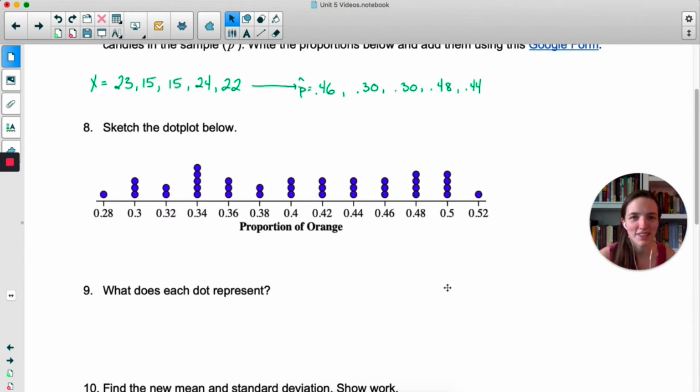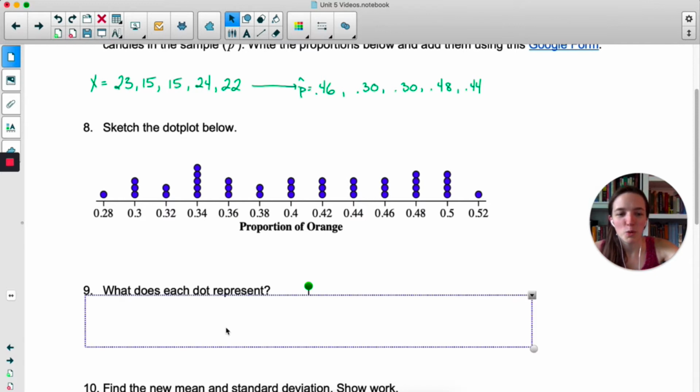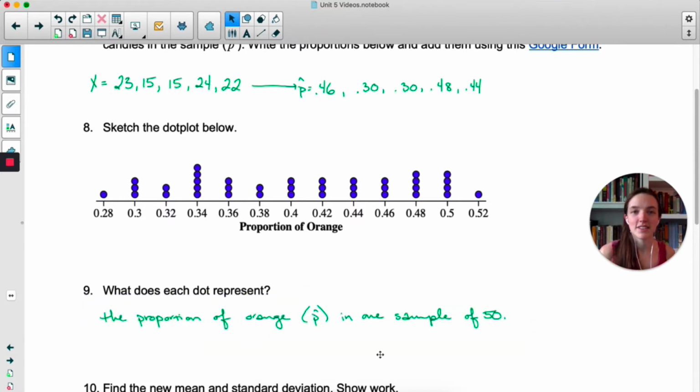It's just instead of number of orange, it's all been converted into proportions. The shape is exactly the same. It's just our scale has changed. And once again, each dot represents a single sample, but this time instead of representing the number of orange, each dot represents the proportion of orange from a single sample of size 50.